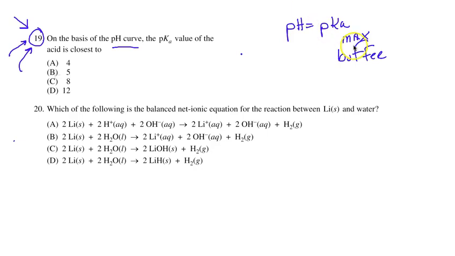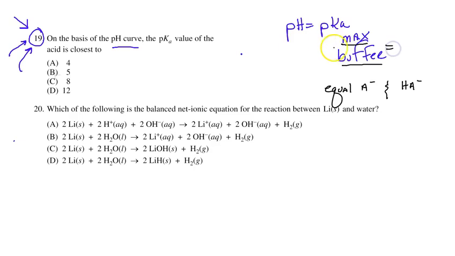So what is this max buffer I just mentioned? I say max buffer because it's a word I use to represent that I have equal amounts of the conjugate base and the conjugate acid. And when you have equal amounts of these two, you get the max buffer potential because you can equally buffer any extra base with this acid or any extra acid with this base. So that's what I mean by max buffer.